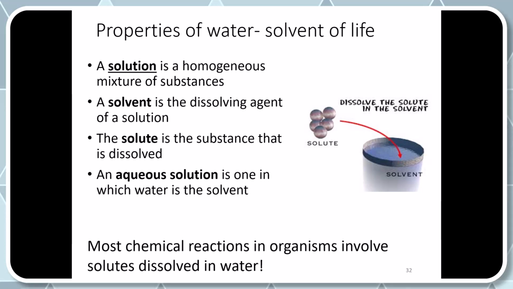If we were making a salt water solution, the salt would be the solute, the water would be the solvent, and the solution would be salt water. Most chemical reactions in organisms involve solutes dissolved in water. Like if you've heard of your blood glucose levels or your blood sugar levels before, the glucose is dissolved in your blood, which again is mostly water.